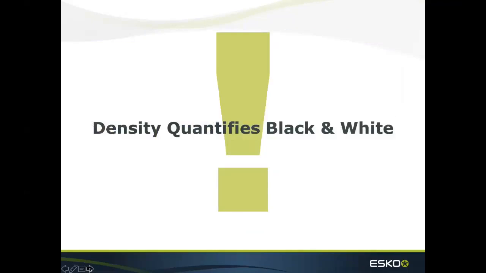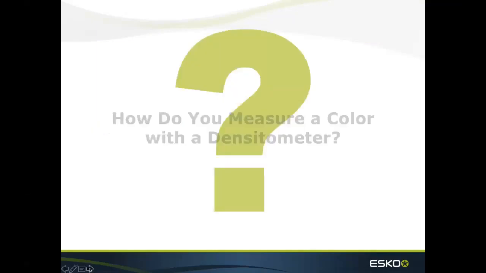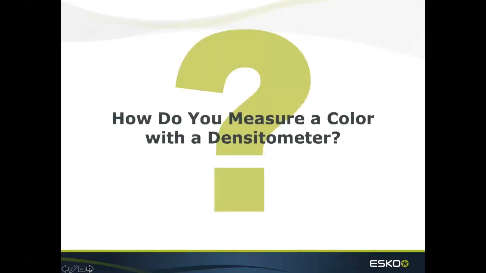But you could really think of it as density quantifies black and white. This would sound kind of weird to say, you'll see it's less weird in a second, but density really measures the amount of white light reflected back. When you measure black density, you're measuring the amount of white light reflected back. So then the first question is, how do you measure color? I print not just black, I do print black, but I print cyan, magenta, and yellow as well.